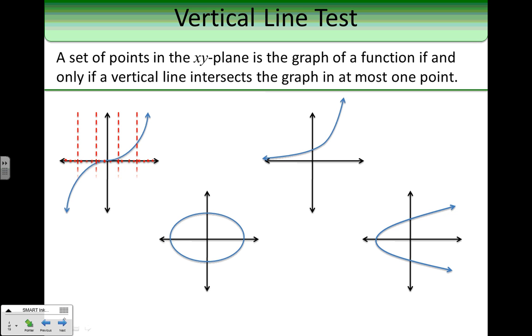For example, if I draw a few vertical lines here, you can see that from this particular x value, the corresponding y value is right here. There's only one of them. I should be able to draw a vertical line anywhere on the graph, and it only hits the graph one time. So for every input, there's only one output. Go ahead and determine if the other three are functions using the vertical line test.